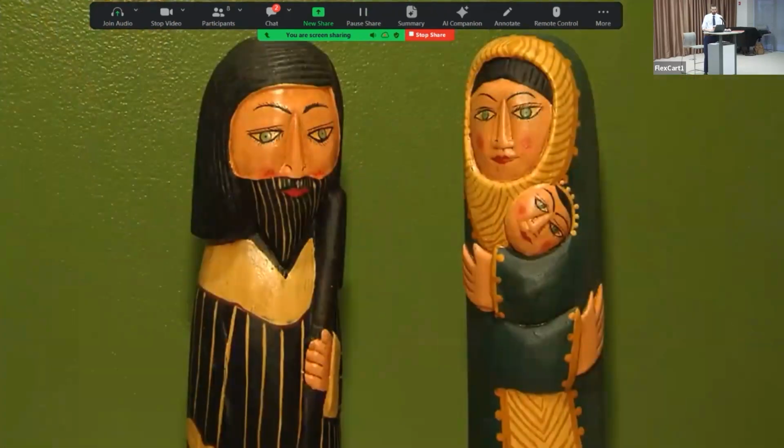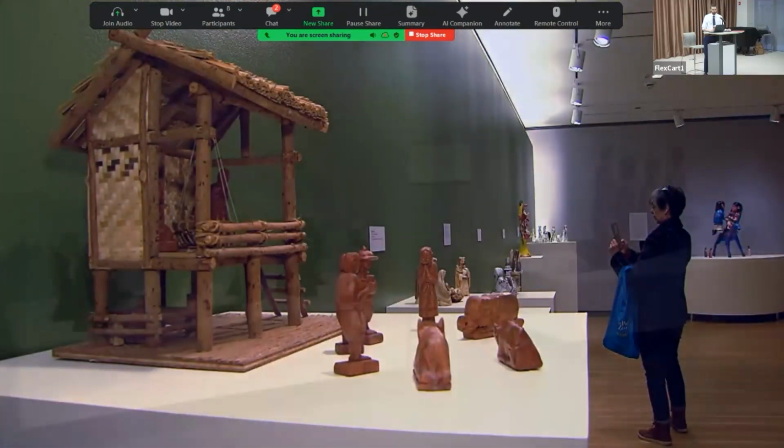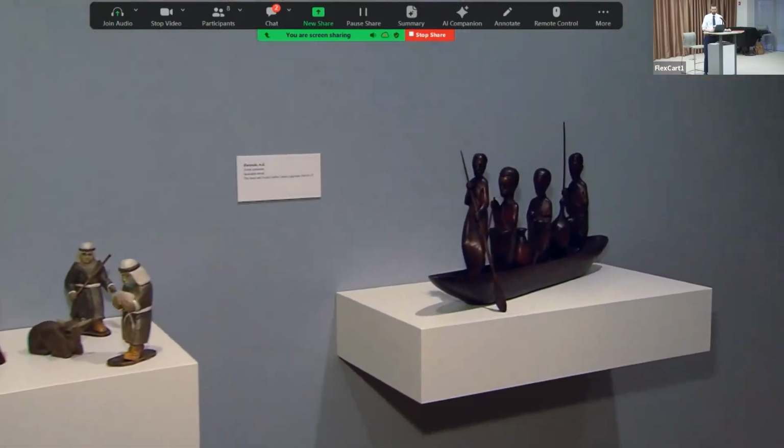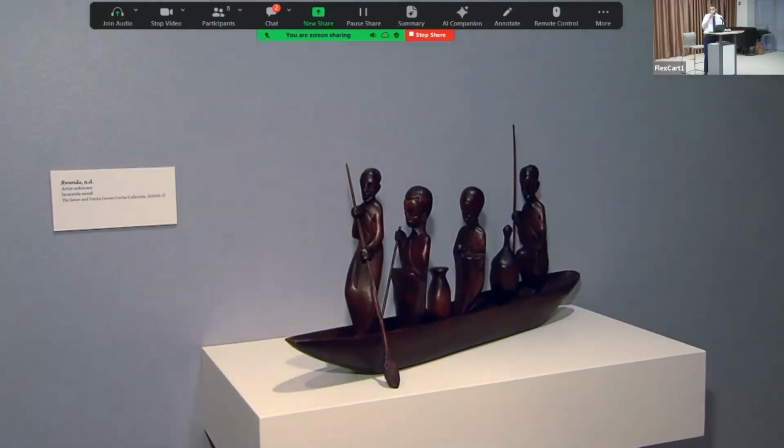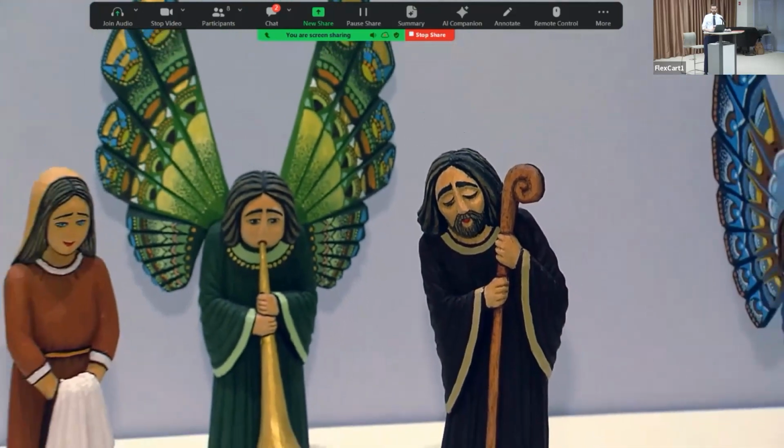These tableaux, of course, represent the birth of Jesus in a stable in Bethlehem. This year, they come from 80 different countries. We have a little over 500 now, and we're only able to show about 100 every year, so we rotate what we have up on display.